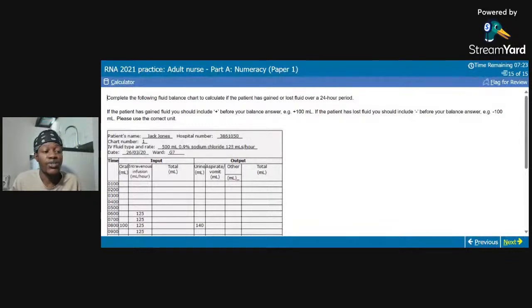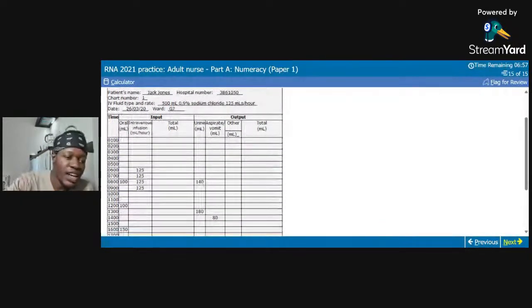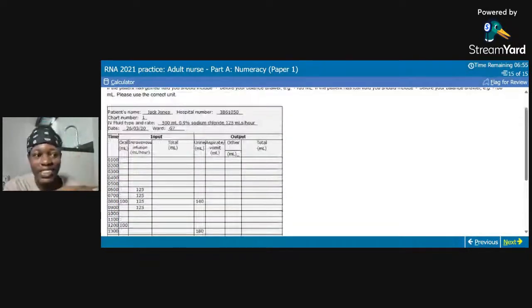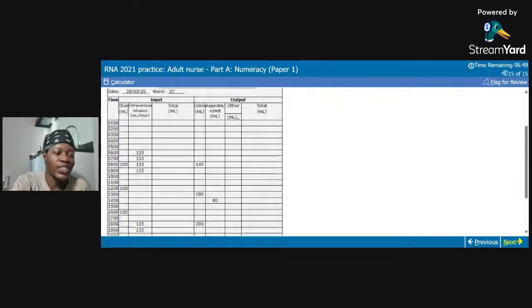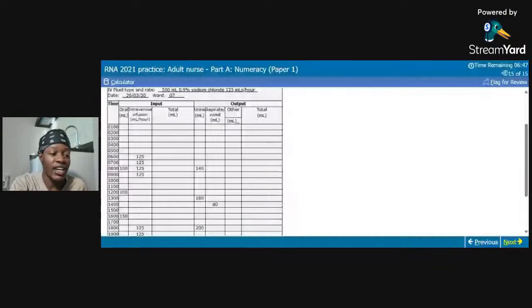This is the last phase where you do a fluid balance chart. Complete the fluid balance chart to calculate if the patient has gained or lost fluid over a 24-hour period. If the patient has gained fluid, you should include plus before your answer, e.g. plus 100 ml. If the patient has lost fluid, you should include minus before your balance answer, e.g. minus 100 ml. Please use the correct unit. So please don't bother reading all the patient information. Just go straight to input everything in oral and intravenous. Just add them up together.